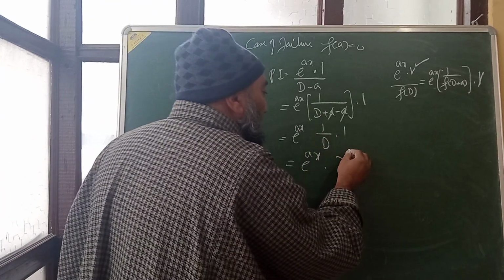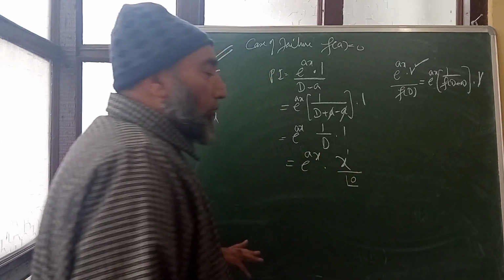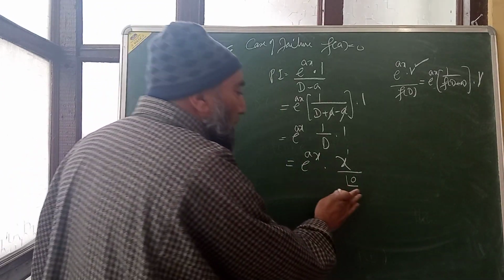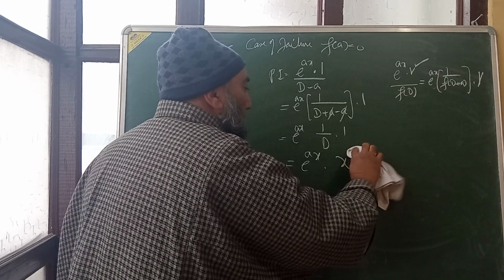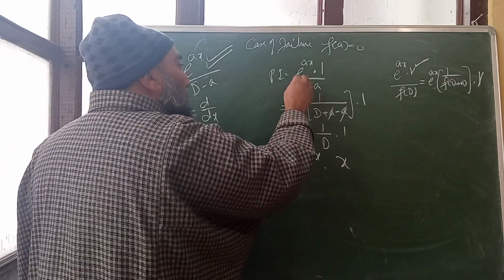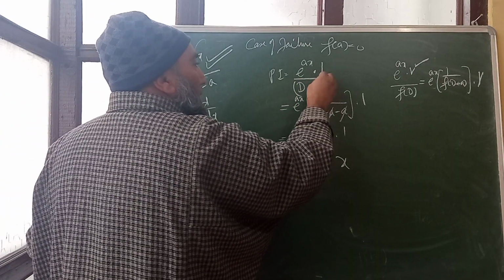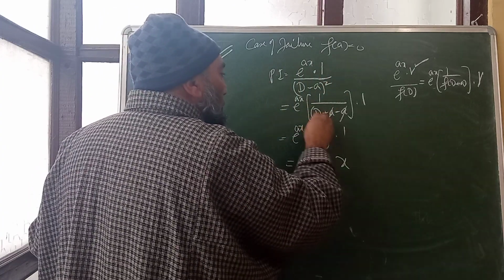I can write it as x raised to the power 1 upon 0 factorial. Okay, I don't need that. Let me write it as x raised to the power 1 only, because I have got integration of 1 is x. Now let me suppose that you have a square here. Instead of raised power 1 you have 2. This means you have a square over here.